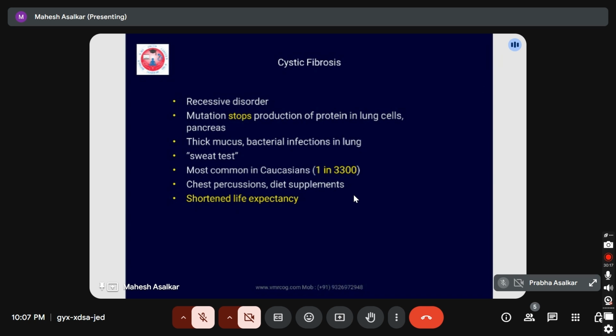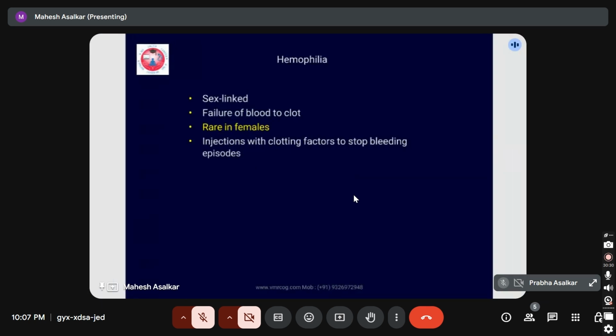Then most common in Caucasians, around 1 in 3,300. Chest percussions and diet supplements, and shortened life expectancy. So these are the features of cystic fibrosis. The next one is hemophilia. It's a sex linked failure of blood to clot. It is rare in females. Injections with clotting factors to stop the bleeding episodes.